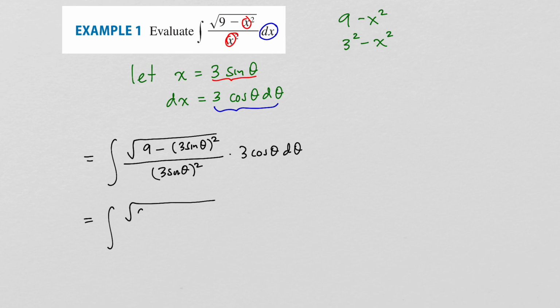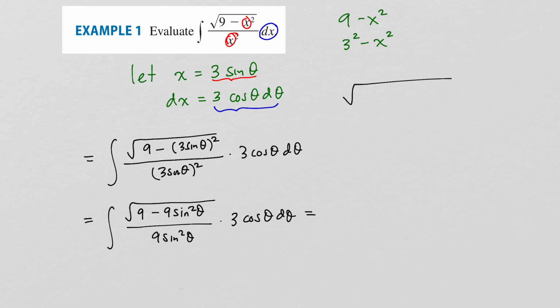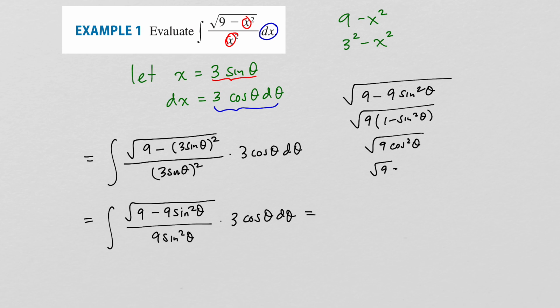So in the numerator, we have the square root of 9 minus 9 sine squared, divided by 9 sine squared, times 3 cosine theta d theta. Now, if you want, you can take these expressions outside and simplify them. The square root of 9 minus 9 sine squared, we did this just a few moments ago. If I factor out the 9, we get this. And then if we remember that 1 minus sine squared is cosine squared, we get that. And then we just take the square root of each part, and this is going to be 3 absolute value of cosine.